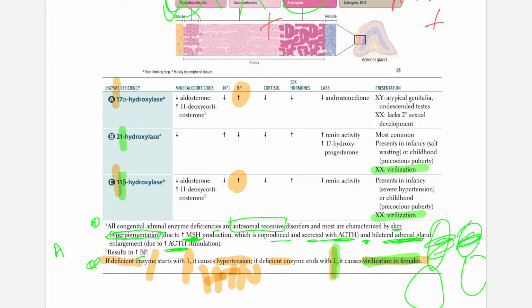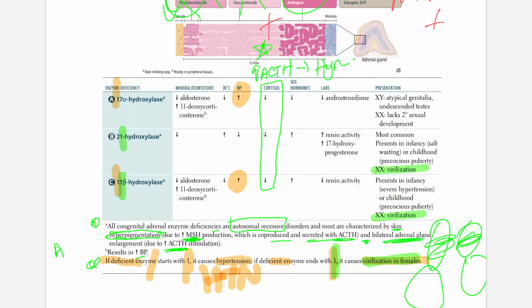The second mnemonic, another thing you can think of, which I talked about just now, is that all of them are going to cause decrease in cortisol. Decrease in cortisol, meaning you have increase in ACTH, meaning you will have hyperpigmentation. That's one important point for all of them, right?